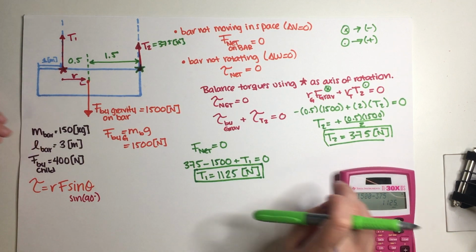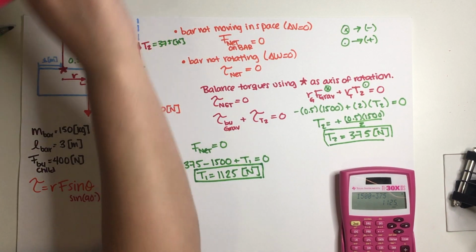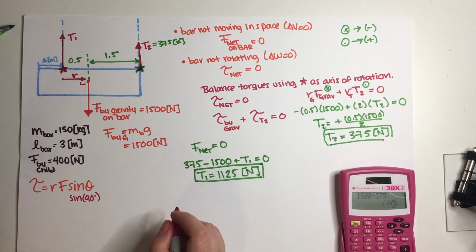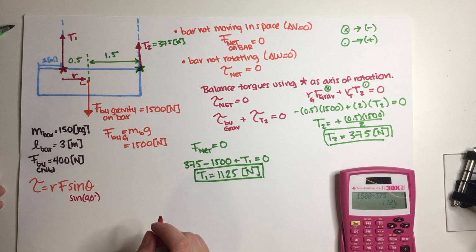So let's just go ahead and read the second part of the problem. The second part of the problem says that a child decides to sit on the bar from part 8 right at the point where the rope on the left is attached.